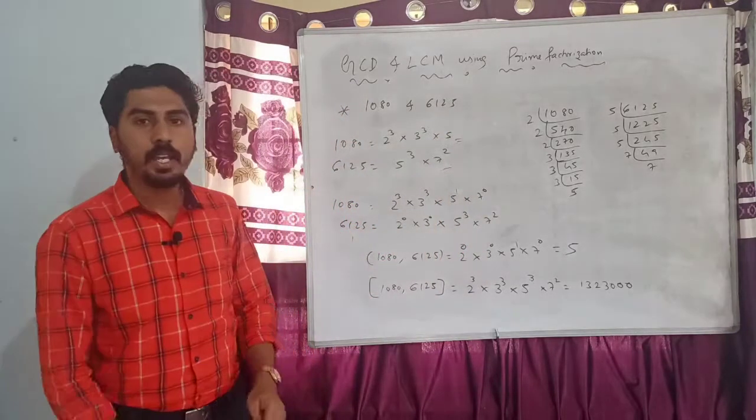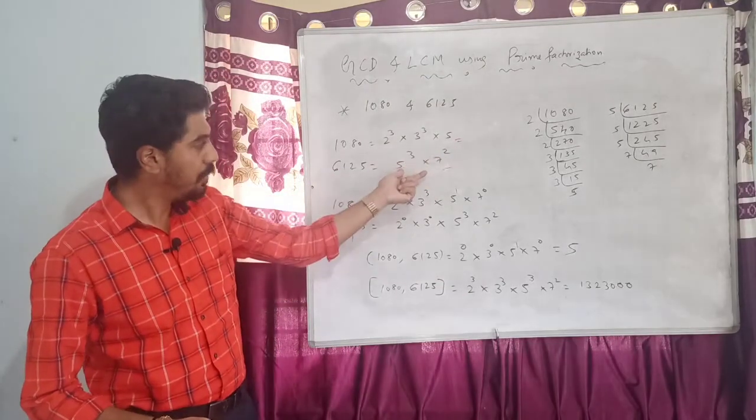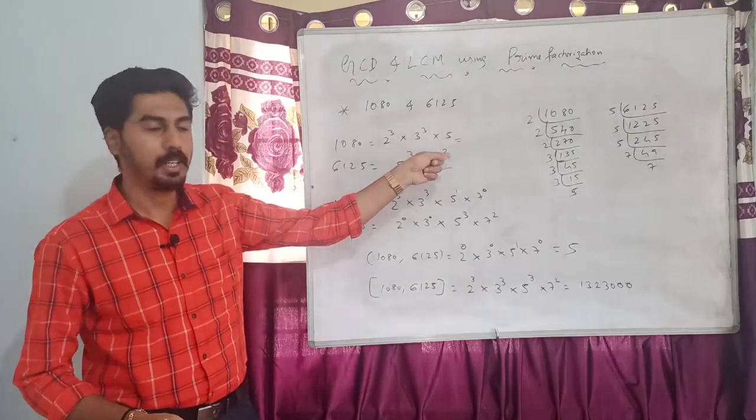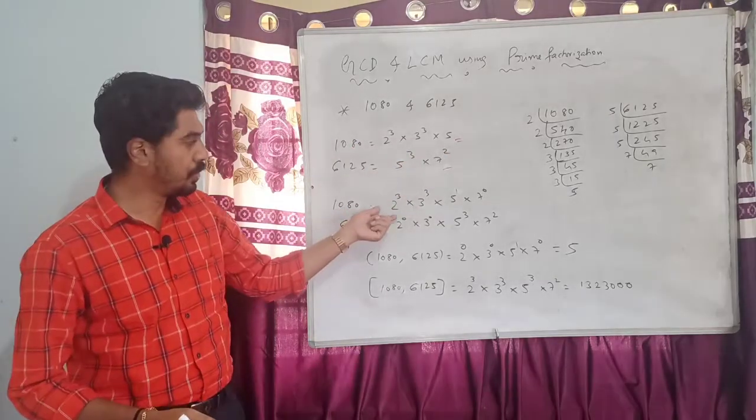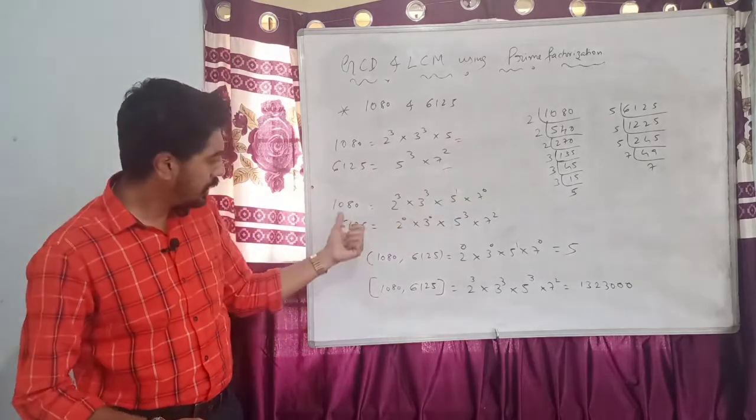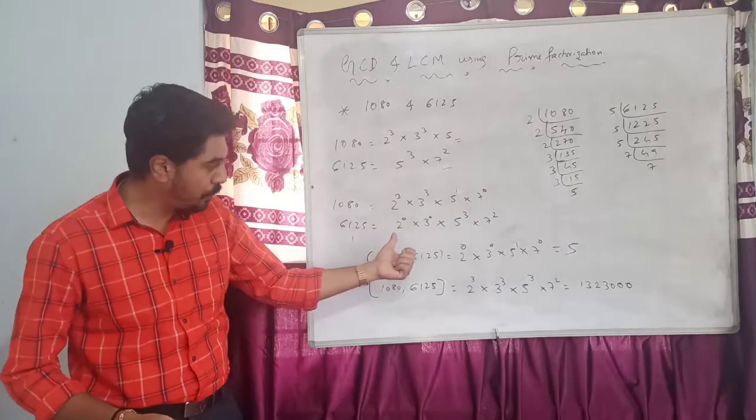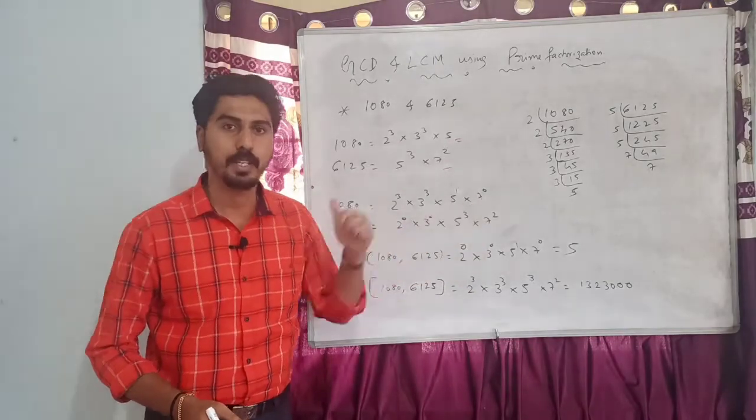Okay. If you observe here we don't have the factor 7. Here we don't have the factors 2 and 3. So I am going to rewrite them as 1080 is equal to 2 cube into 3 cube into 5 power 1 into 7 power 0. Similarly, 6125 can be written as 2 power 0 into 3 power 0 into 5 cube into 7 square.